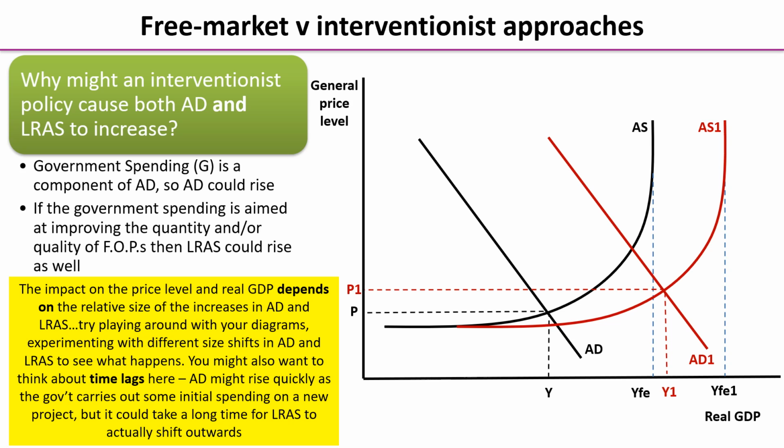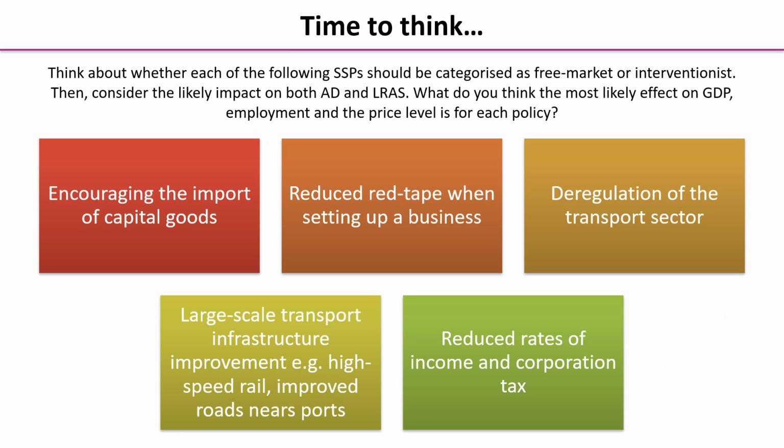So the point here is to think about what kind of policies would cause a quick shift of AD first, how big would that shift be, and then whether it might cause a large or a small change in the aggregate supply curve as well. Some practice of this comes in the exercise on the next slide.